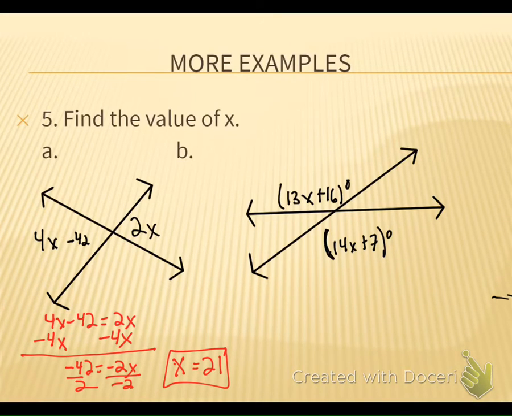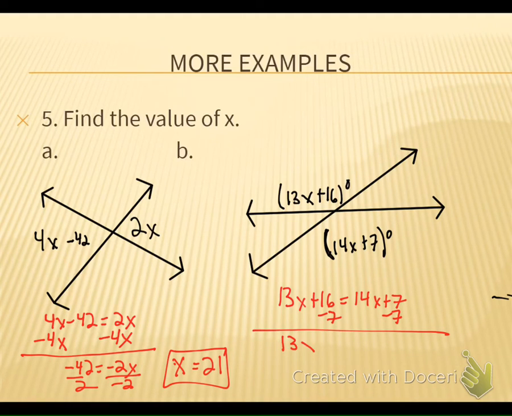What's our relationship there? They're going to be congruent because they are vertical. So we see that we have 13x plus 16 equals 14x plus 7. We want to get our like terms together. Again, those are things with variables. And then we have the things without variables that are also like terms. So what's our first step? Subtract 7.